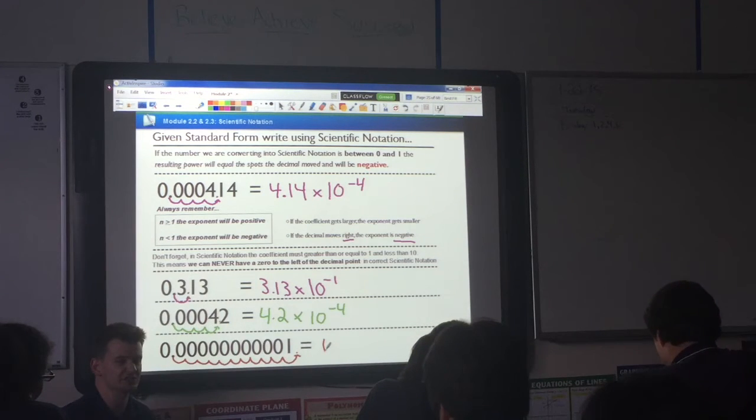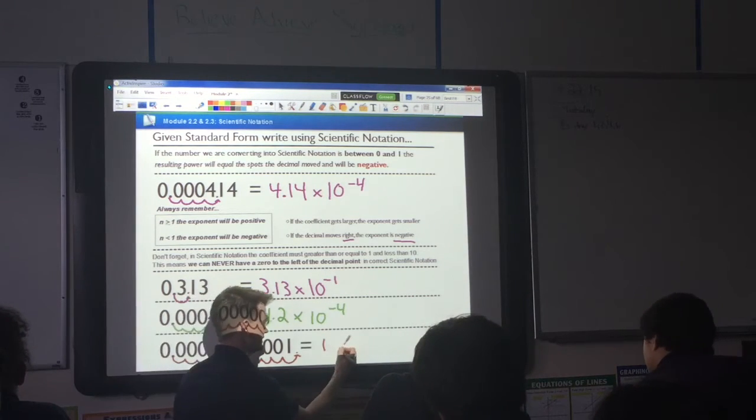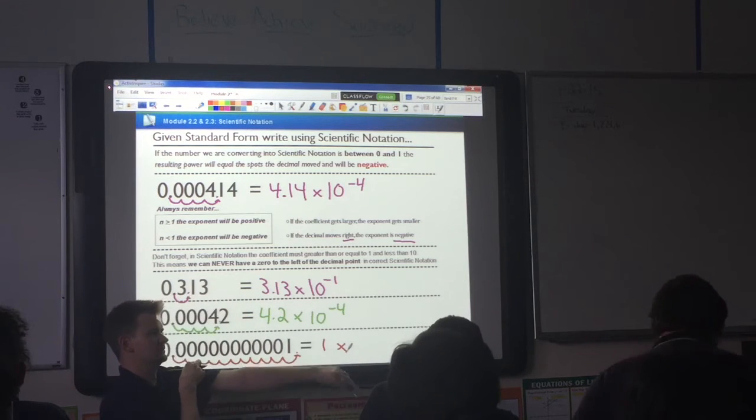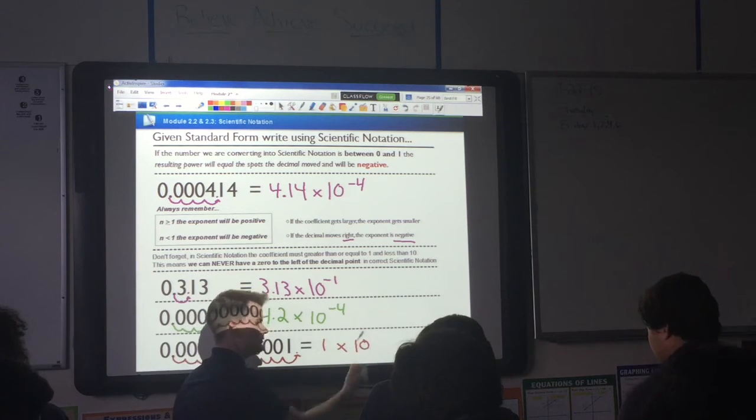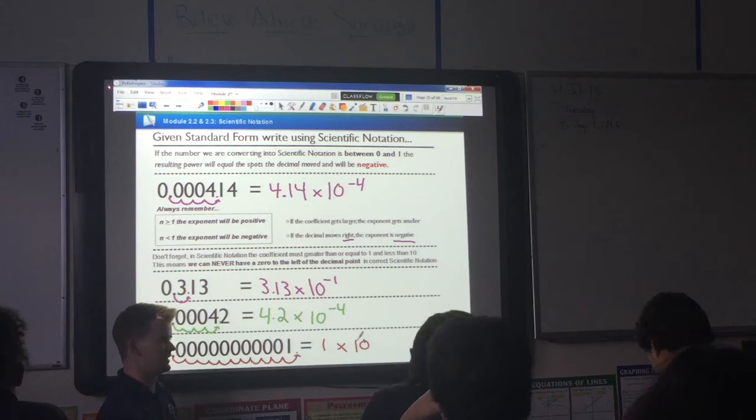Remember, on the very first slide, it said that the coefficient can be a decimal or a whole number. In this case, it'll be a whole number. Now I'm going to write 1 times. What's my base, Lucas? 10. You sure it's not going to be 11? No. Okay, then what's my exponent? Negative 11.